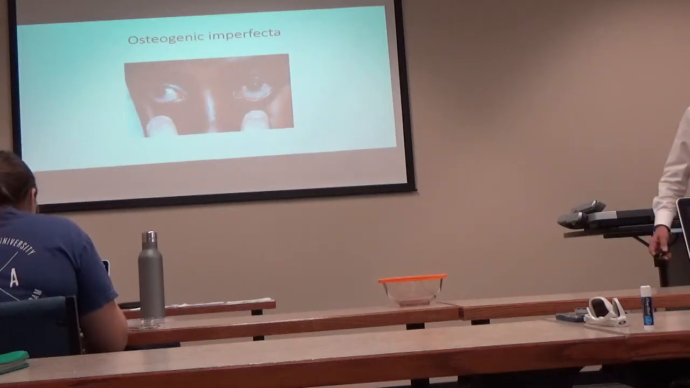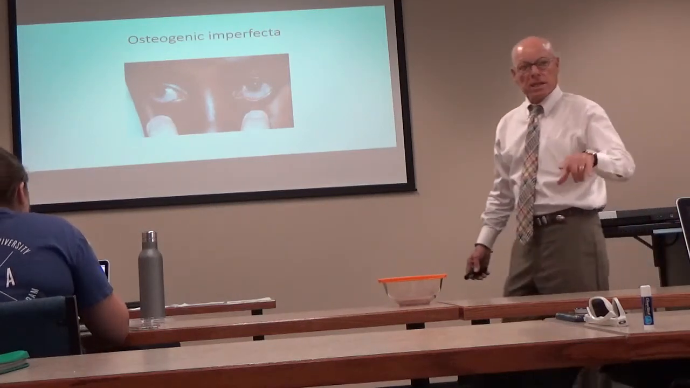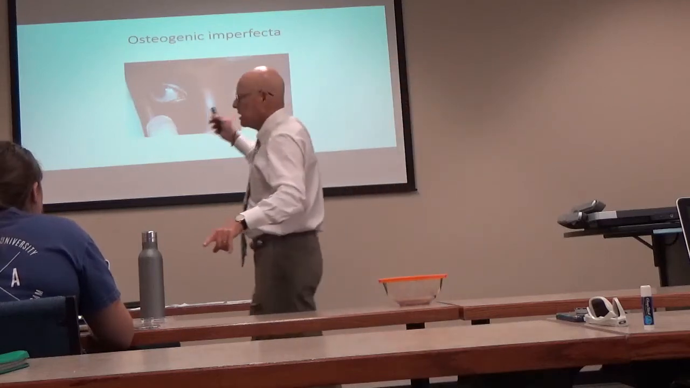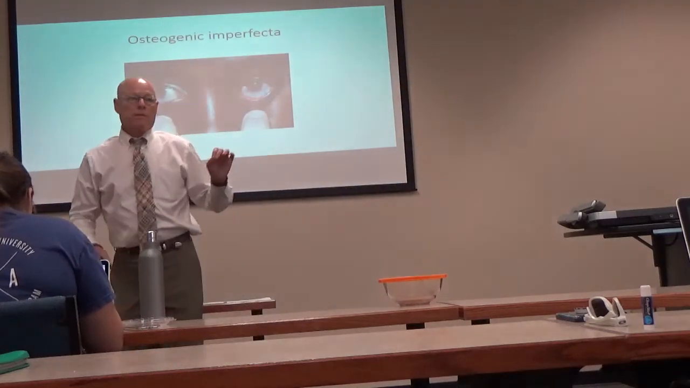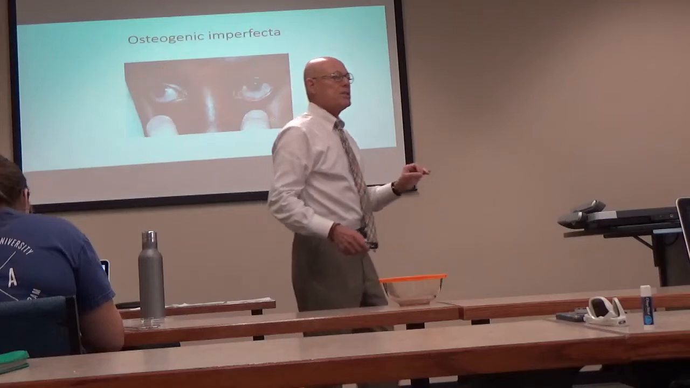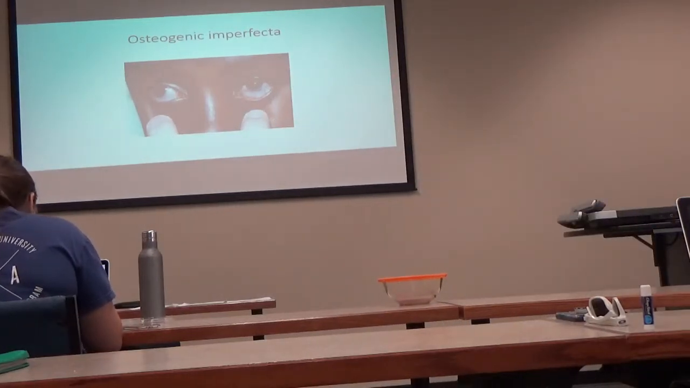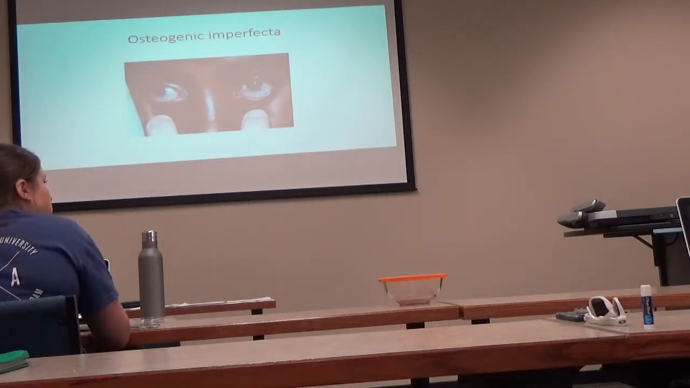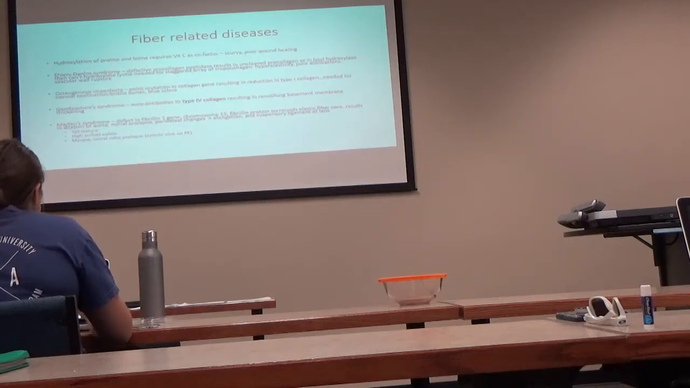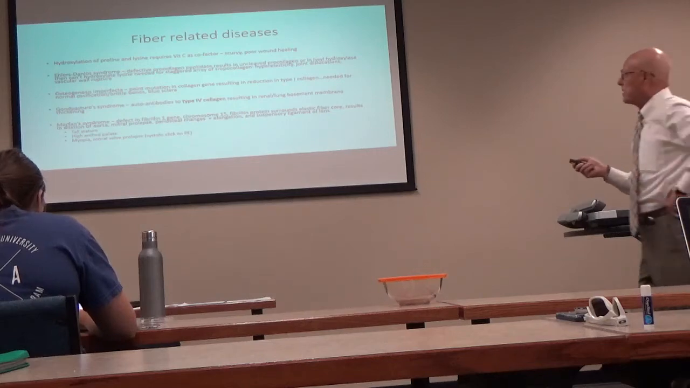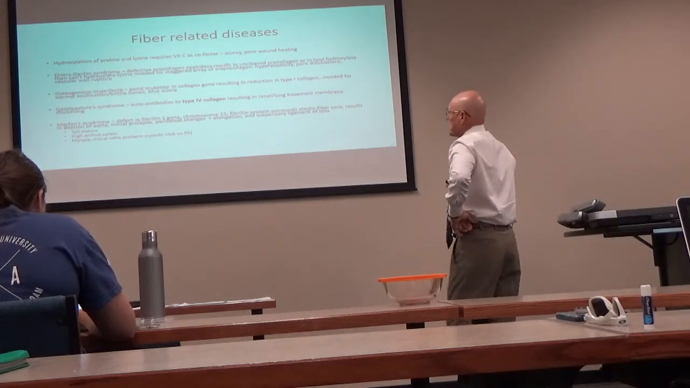Oxygen. Same reason that the sky's blue, same reason these sclera are blue. The vessel wall is such that it reflects back blue wavelengths to our retina. Okay, so two things to remember about osteogenesis imperfecta: blue sclera and type 1 collagen.